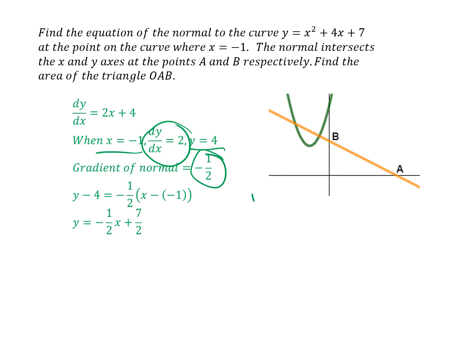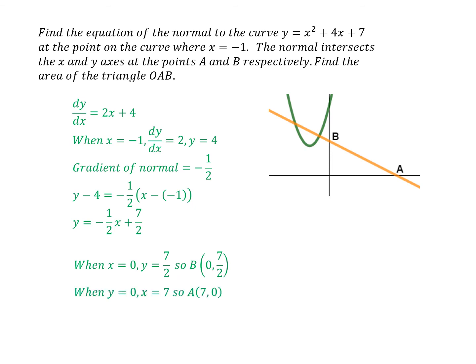When I put those into the equation y minus y1 equals m(x minus x1), I get this equation here, which simplifies to that there. So I'm now close to finding the coordinates of the points A and B. A is where y is 0, B is where x equals 0. So those are the coordinates of B and A.